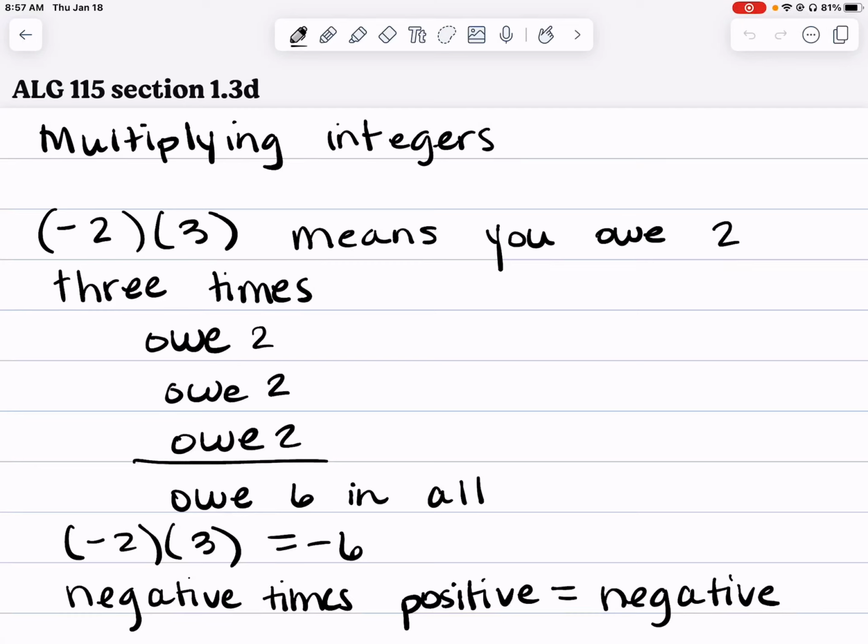Multiplying integers. This is Algebra 115, Section 1.3d. Negative 2 times 3 means you owe $2, 3 times. You owe $2, owe $2, owe $2, so you owe 6 in all. Negative 2 times 3 equals negative 6. A negative times a positive equals a negative.